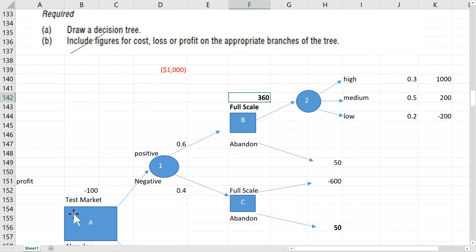So the decision to test market, if it has a positive result, could mean that we could earn up to 360. If we multiply by this probability, it becomes about 216. If the response is negative, which one will you decide, full scale or abandon? Obviously abandon, because abandon has higher returns. So if we test market and the result is negative, then we will abandon it, which has a probability of 40%.